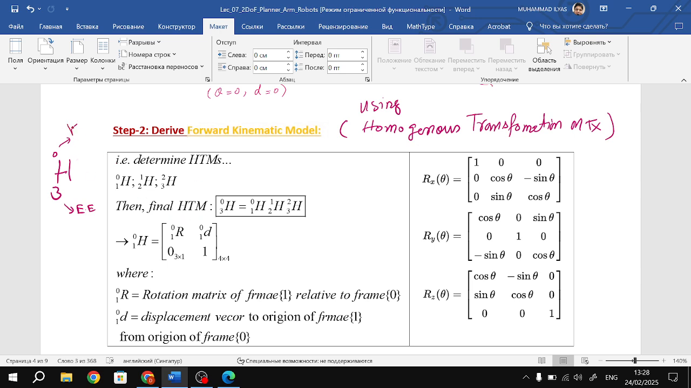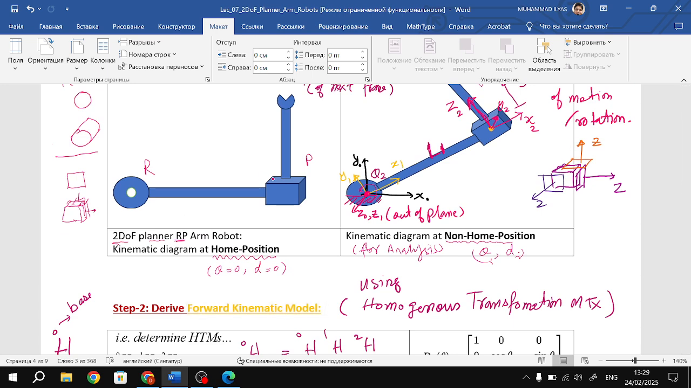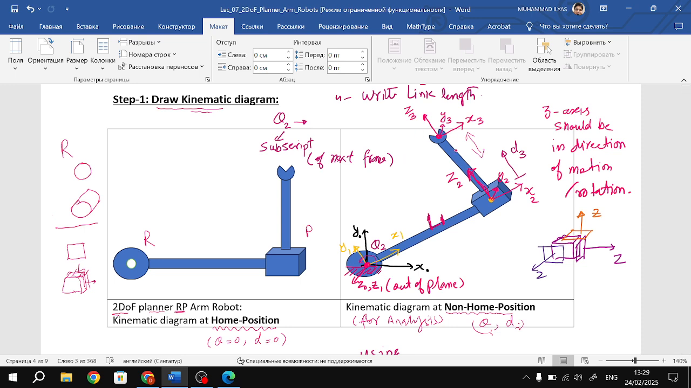So 0 is our base frame, right? We want to go from the 3 end-effector frame to the 0 frame. So it means that we come back from 3 to 2, then 2 to 1, then 1 to 0, and that will make our 3 to 0. So we need 3 homogeneous transformation matrices, and it is clear from the kinematic diagram, because the first will give you the relationship between frame 1 and 0, the second between 2 and 1, and the third between 3 and 2.